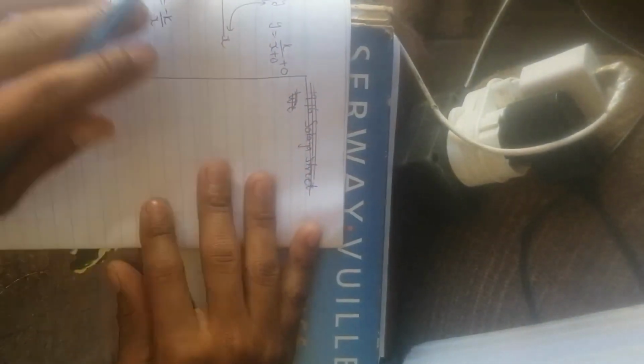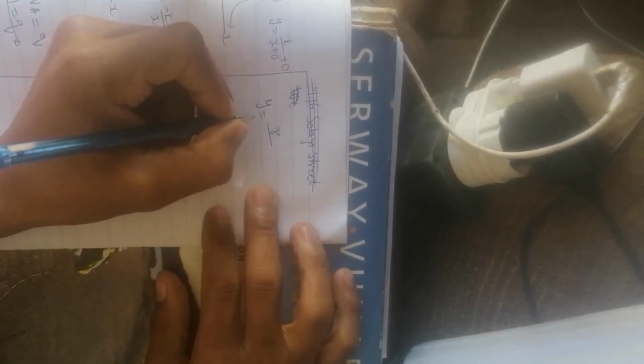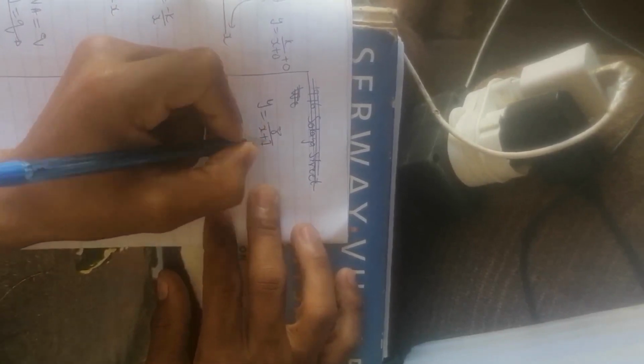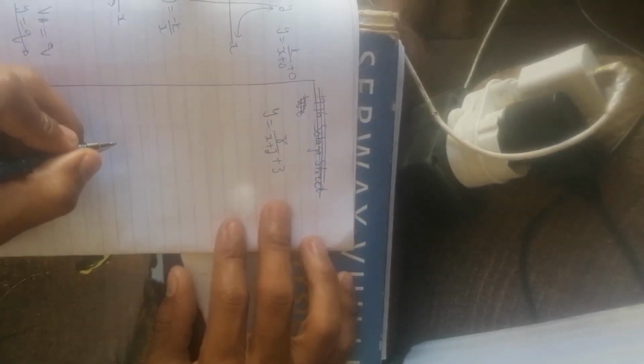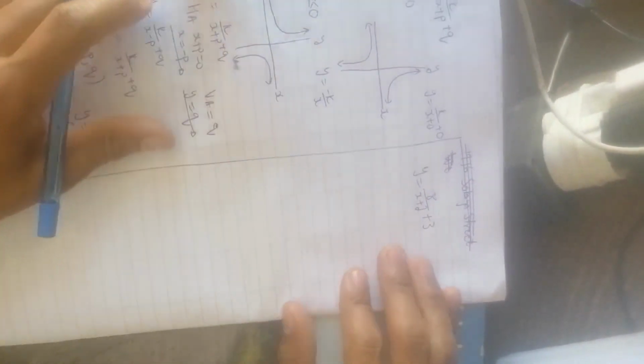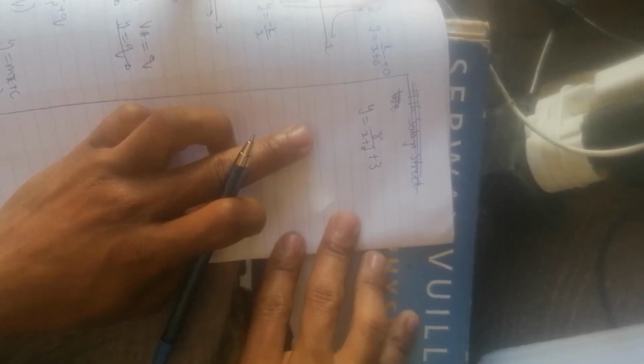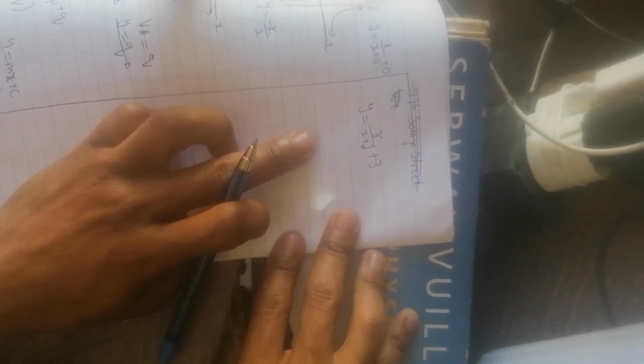Suppose we have the following: y equals 8 divided by x plus 2, plus 3. And what is it that we want to do here? Let me just bring the camera a little bit closer. Very good. Suppose this is what we have, and we want to have an ordered pair of points.